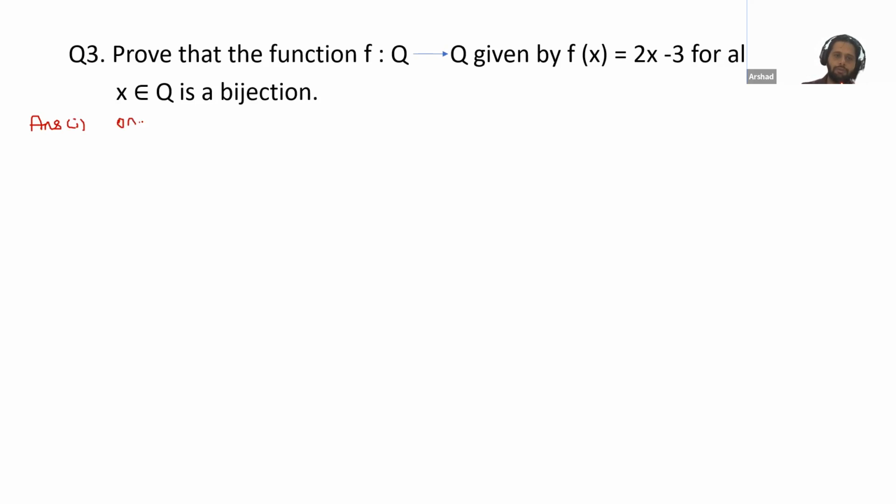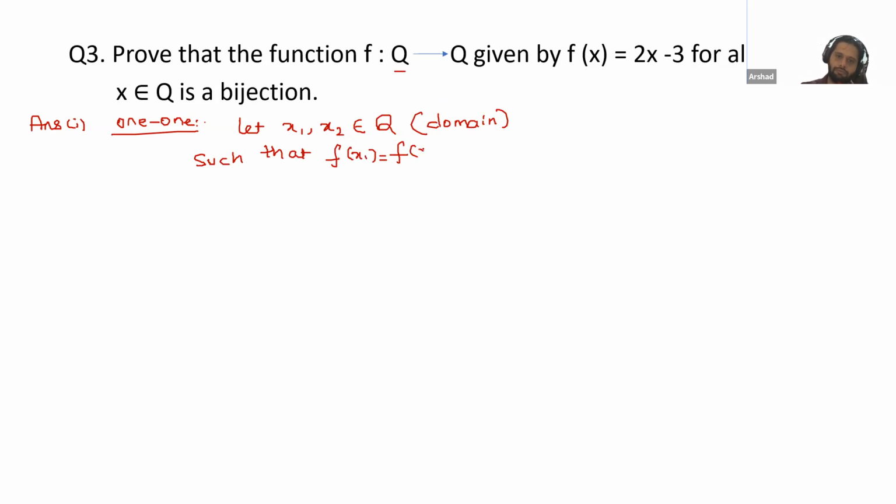First is for one-one. What we always do in one-one, we always assume two values. Let x1, x2 belong to the first set, that is Q. Again there is a confusion, both the sets are the same, so we will write domain, such that f(x1) is equal to f(x2). From this you will get 2x1 minus 3 is equal to 2x2 minus 3. Cancel this out, so you will get 2x1 is equal to 2x2. From this you will get x1 is equal to x2.